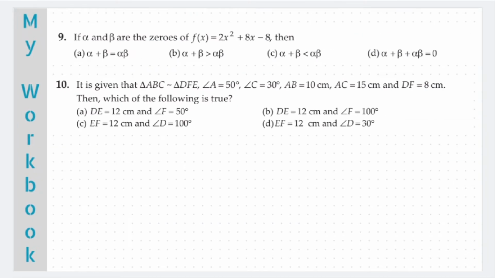Let's go on to the next slide. Question number 9. If alpha and beta are the zeros of f of x, which is given as 2x squared plus 8x minus 8, then which of the following is true? Then the 10th question: it is given that triangle ABC is similar to DFE. Angle A is 50, angle C is 30, AB is 10, AC is 15, DF is 8. Which of the following is true? So one question is from the polynomials chapter and the other one from triangles. I hope you get both of them correct.